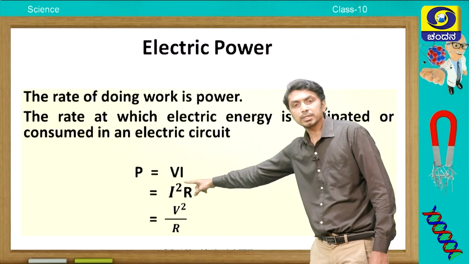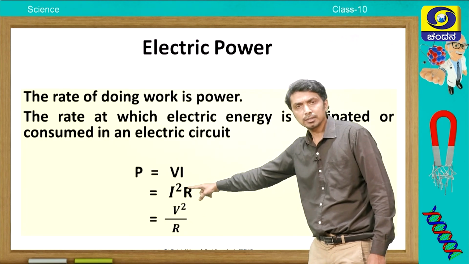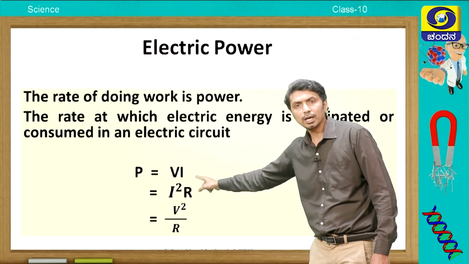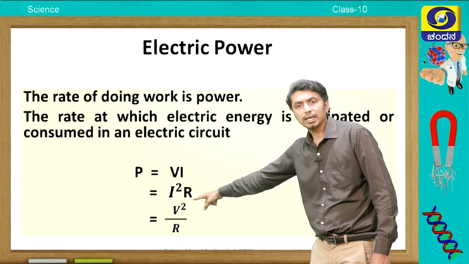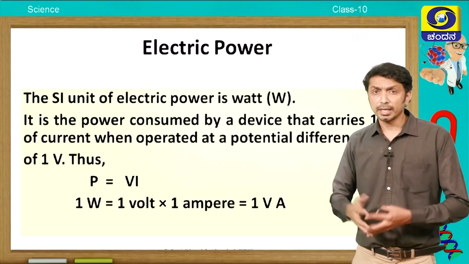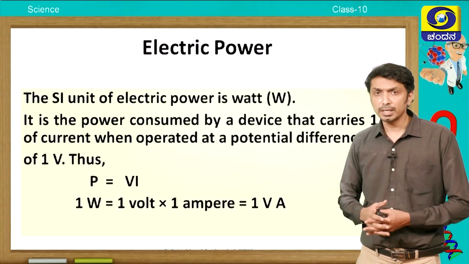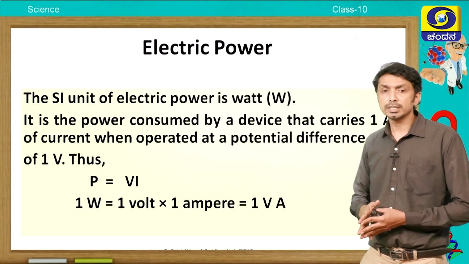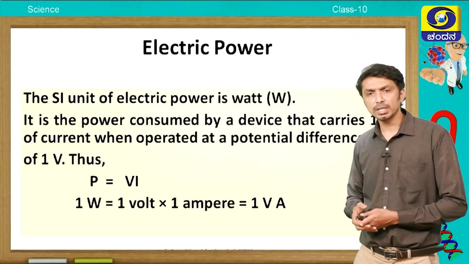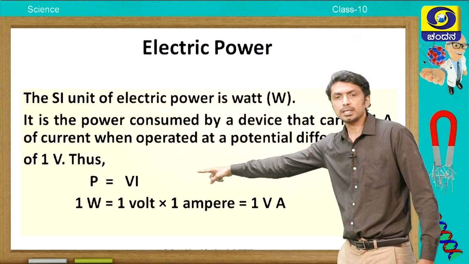Why? Because I is equal to V by R by Ohm's law. So, V into V by R, we get V squared by R. P is equal to V squared by R. The SI unit of electrical power is watt. That means it is the power consumed by a device that carries 1 ampere of current when it is operated at 1 volt of potential difference. As you can see, P is equal to VI.